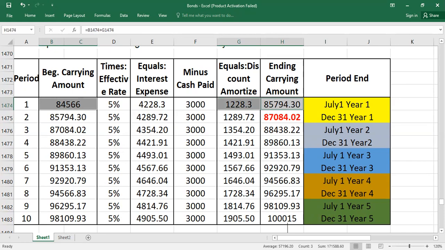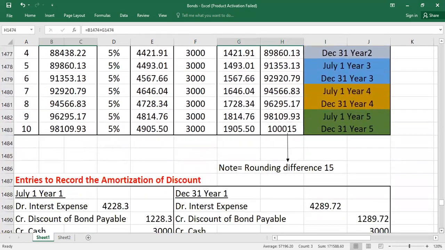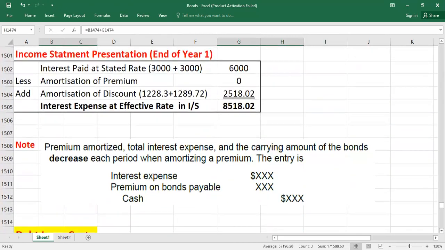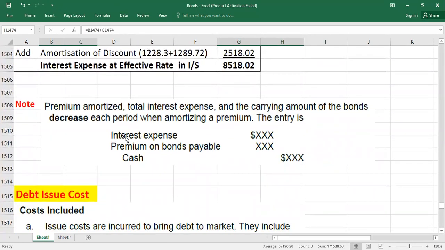Now the question is what entry you will pass if you have amortization of premium. Here is the entry: you will debit interest expense with the interest expense column. Debit will also go to the premium on bonds payable, because premium is usually credited at the time of issuance, so once you want to amortize, you will debit it. And credit will go to cash. So this is how you will amortize the premium.